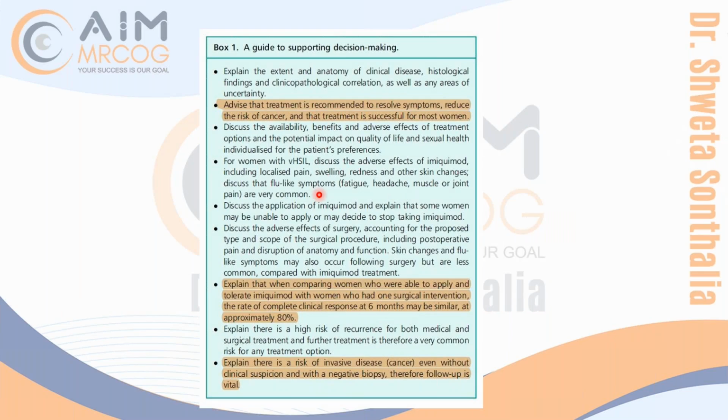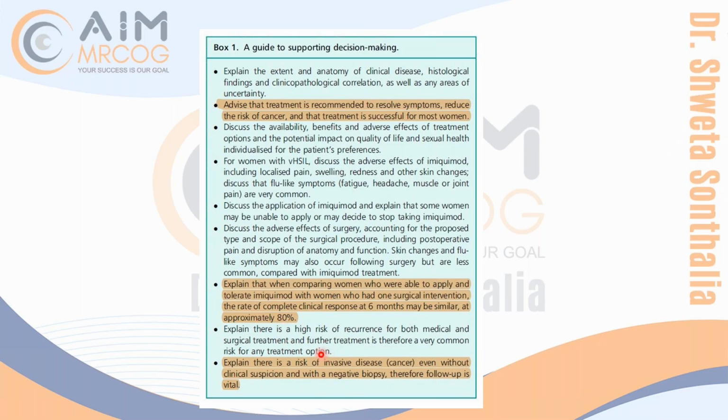So how will you do the decision making? Again, explain the patient about the situation, take their opinion, involve the patient, give them all the treatment options, what are the risks and benefits, and then the patient can choose. If you are giving them imiquimod, you have to talk about the side effects of imiquimod compared to surgical. The rate of complete clinical response may take longer, 6 months or more, and it's approximately 80% success rate. So you have to inform them of all these things.